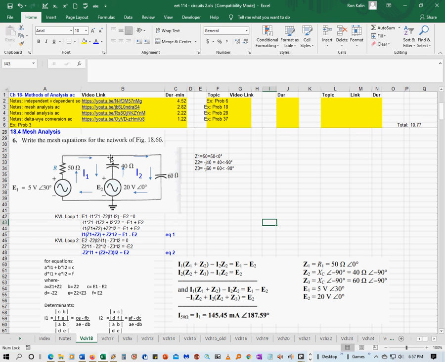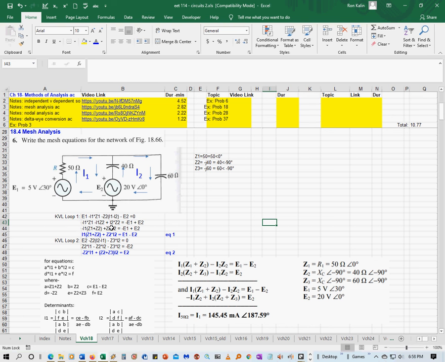And then continuing around this loop, going down through here, this is another drop across this capacitor. We're going to call that capacitor Z2, which is going to be minus J40 or 40 angle of negative 90. So that'll be minus Z2 times the quantity of I1 minus I2, because in the center branch, I1 is going down and I2 is going up. So they're going in opposite directions. And then finally, there's a drop across E2 because we're going from plus to minus. So that's minus E2 equals 0.